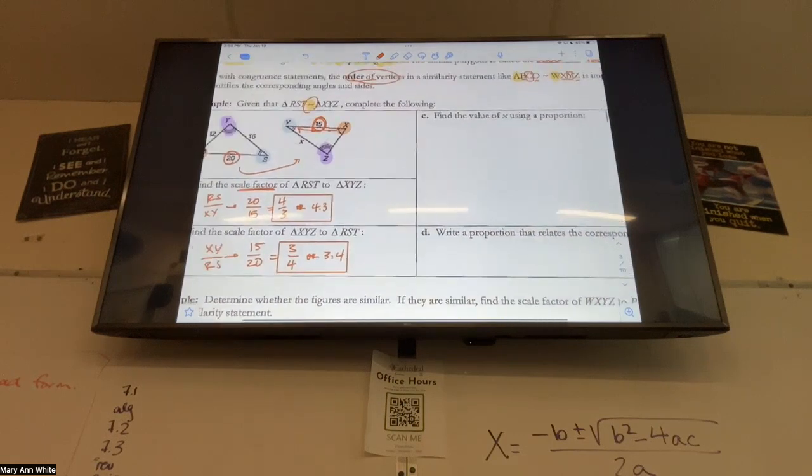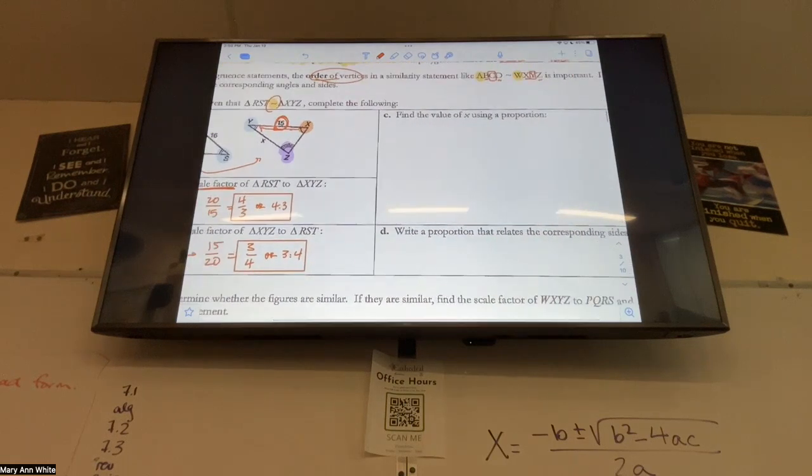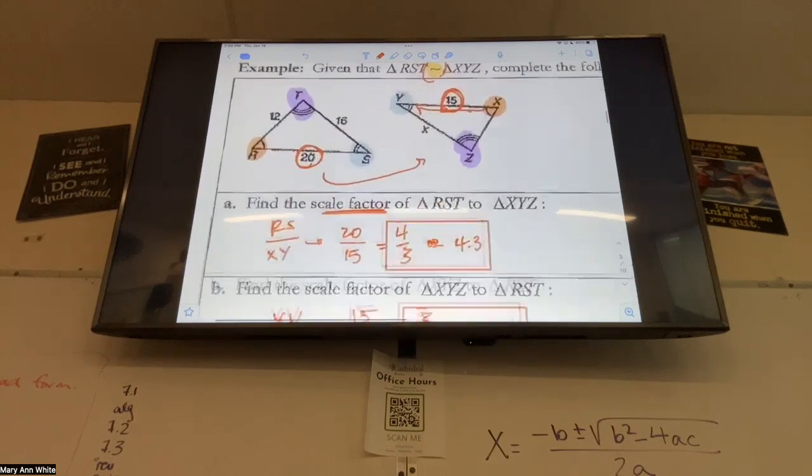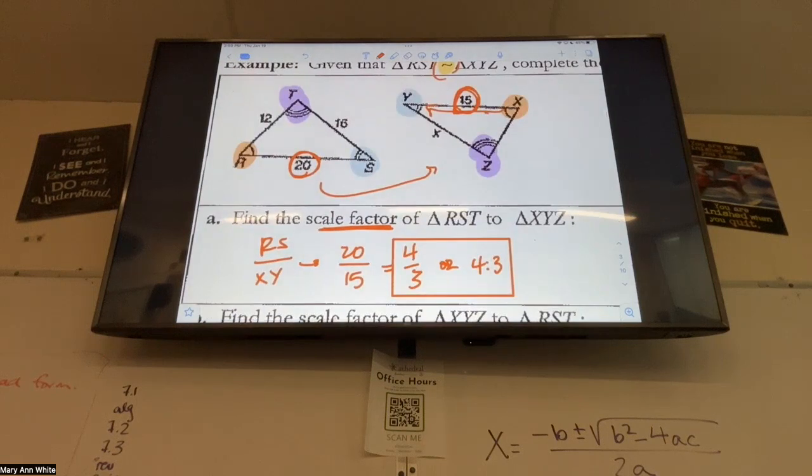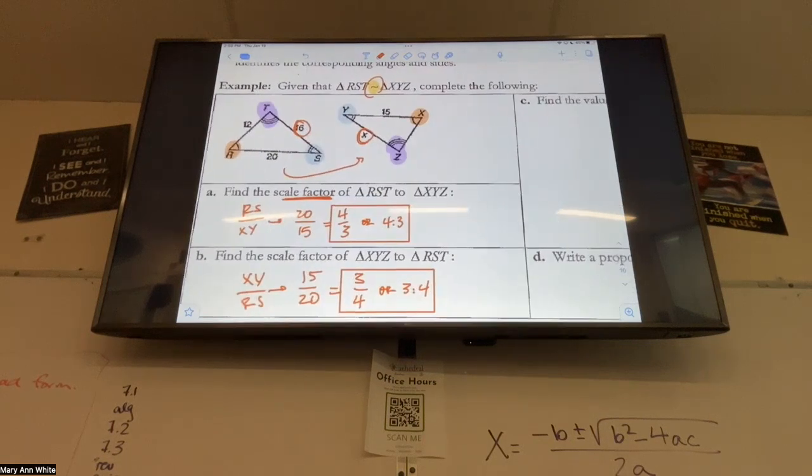All right, let's see. The next one says, find the value of X using a proportion. So now we're gonna set up a full equation, okay? Where is X? X is going to be in YZ, okay, good. And then which corresponding side goes with YZ? YZ is ST, good. I like how careful we were with that. Do you care how I make the fraction? Do you want XY or XZ on top, or the ST on top? ST on top, okay, good.